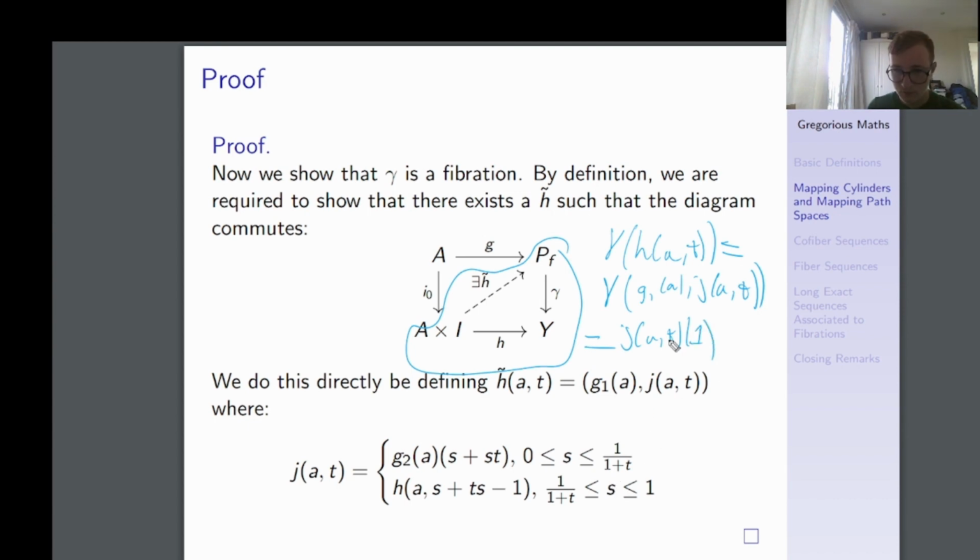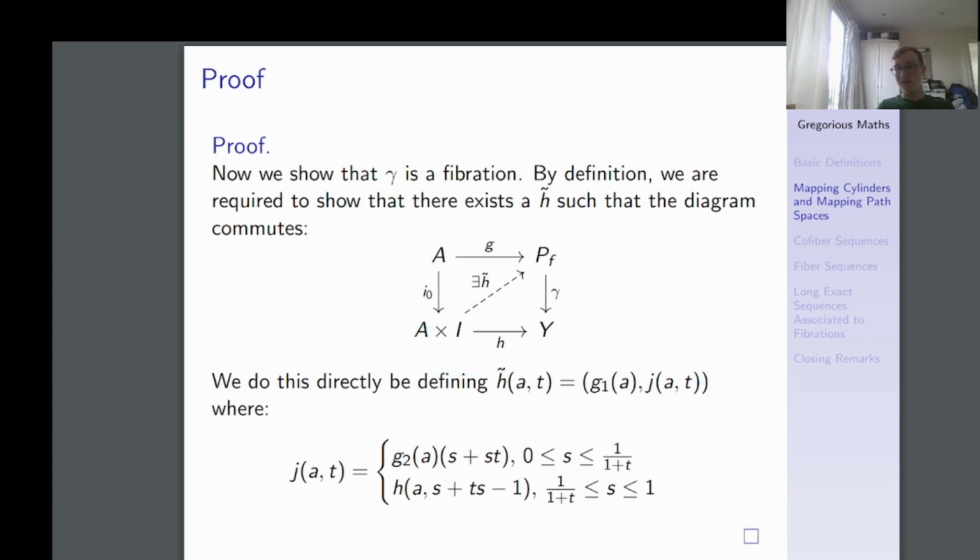So when S is 1, well, obviously it's going to be in this range here. So what we're going to get is H of A, and then this part here. Well, when S is 1, 1 minus 1 is just 0, plus 1 times T is just T, so H of AT, as required. So indeed, gamma is a fibration. So, okay, that's great. Gamma is a fibration, alpha is a homotopy equivalence, and so our theorem is proven.